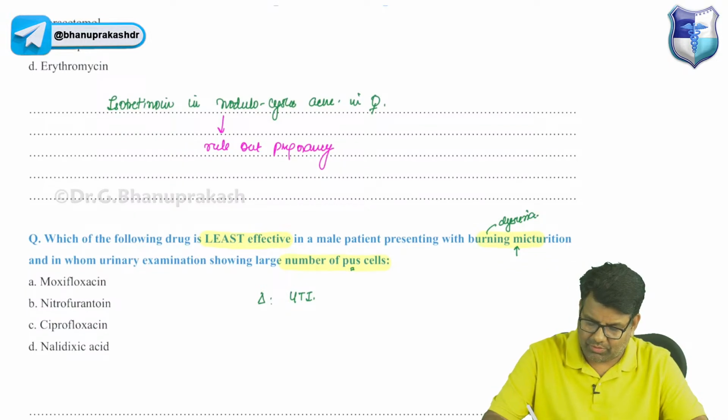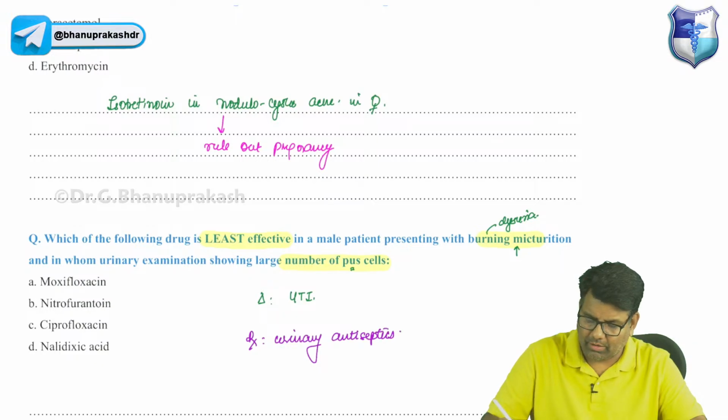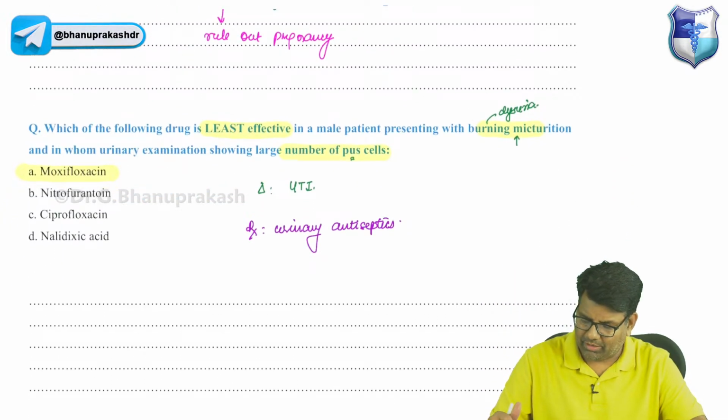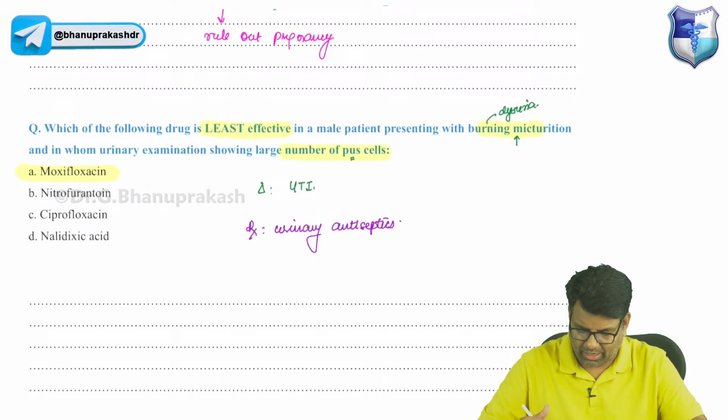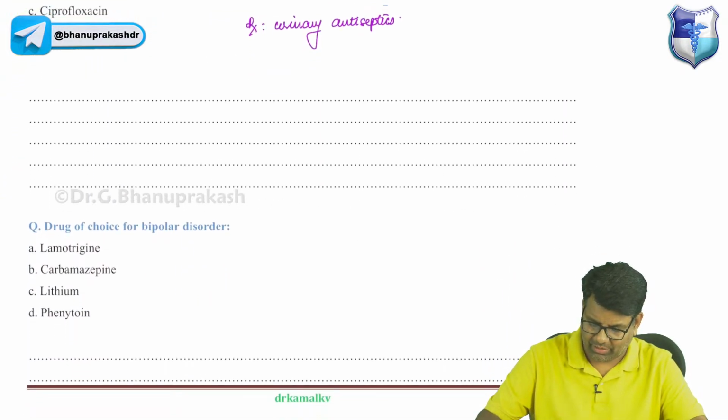So here the treatment actually is urinary antiseptics, and moxifloxacin is not a member of this category. Right? So we can give nitrofurantoin, nalidixic acid, ciprofloxacin. So urinary antiseptics have to be given.